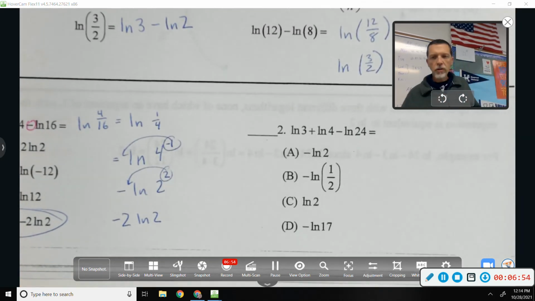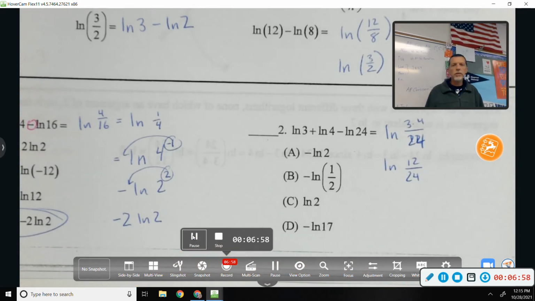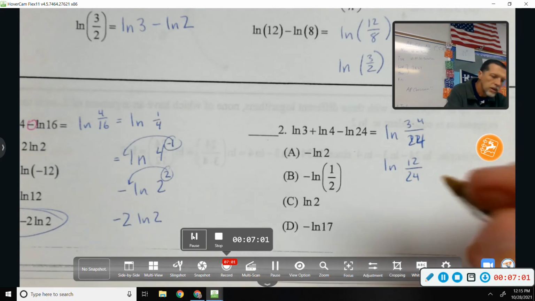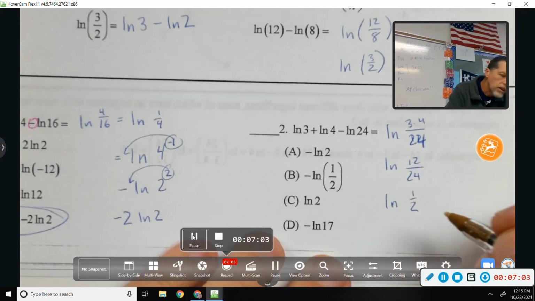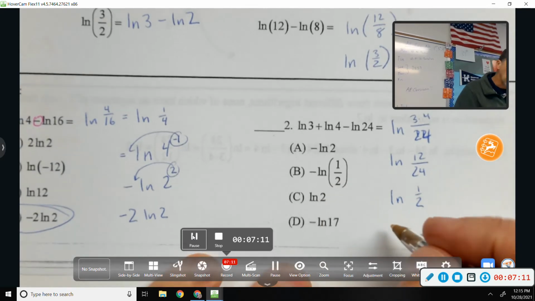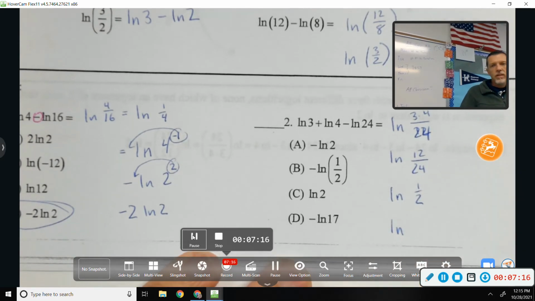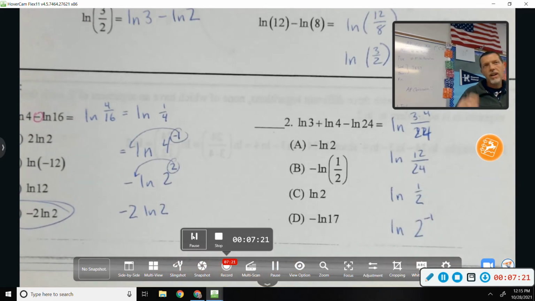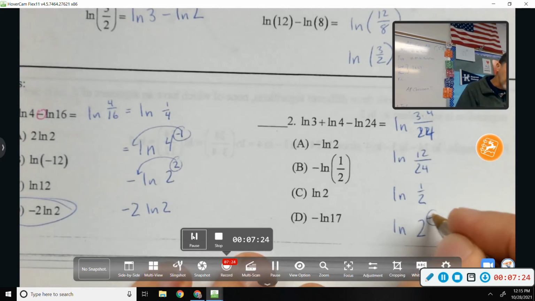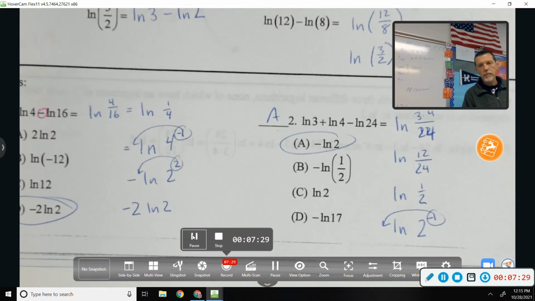Why don't you try number 2? So first go would get you natural log of 12 over 24. That would reduce to natural log 1/2. Still not one of my answer choices. Let's see. How could I rewrite 1/2 as something with an exponent? 2 to the negative 1, because the negative 1 would have flipped it over. And then I can take that negative and move it out front. So it's A.